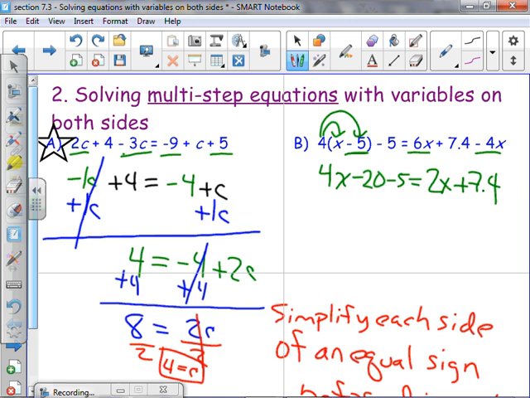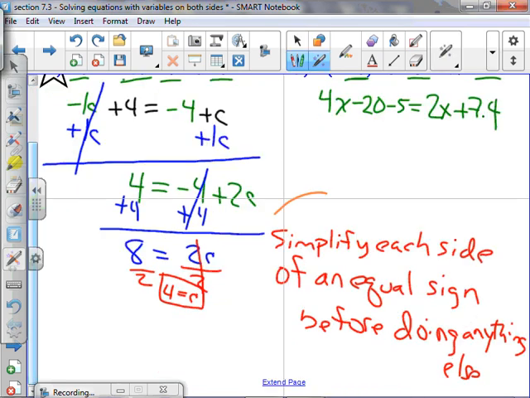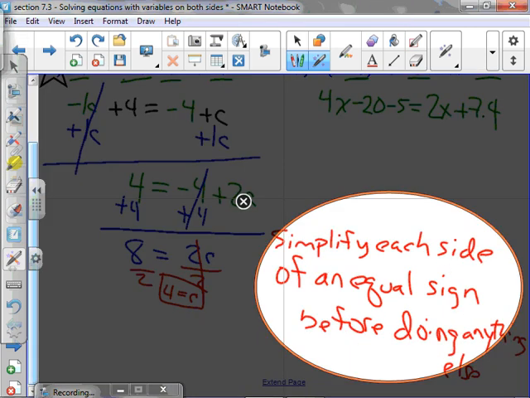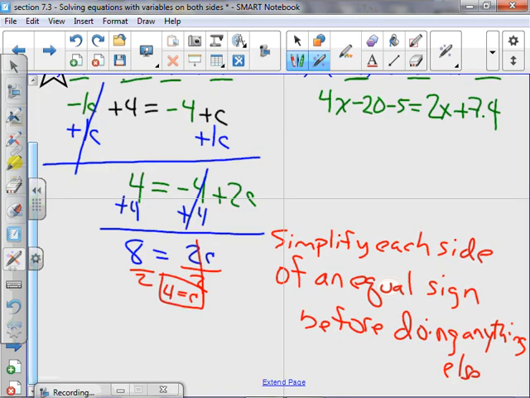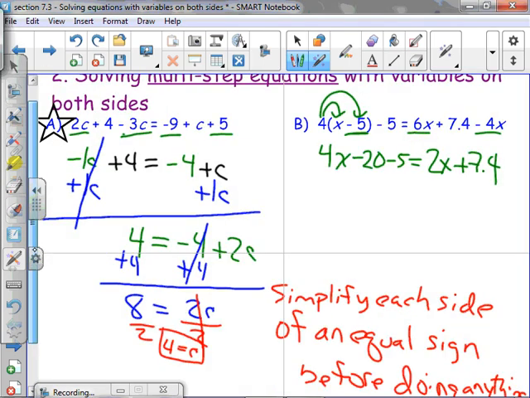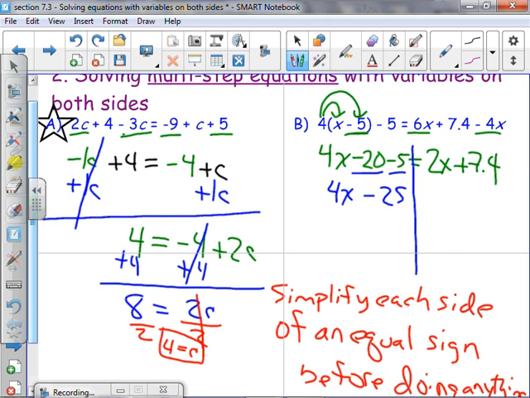Now what I want to do is, once again, as we wrote down here, simplify each side of an equal sign before doing anything else. So I want to make sure that I can simplify each side here as much as possible. So I look for like terms. Negative 20 minus 5. Those are like terms. It comes out to negative 25. Over on the right-hand side, I have no like terms, so I can't do anything. I bring everything else down. 4x minus 25 equals 2x plus 7.4.